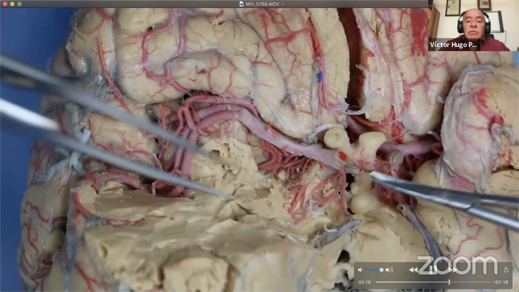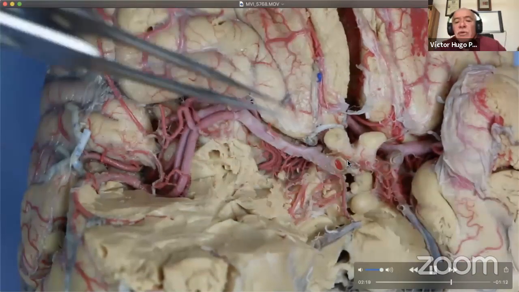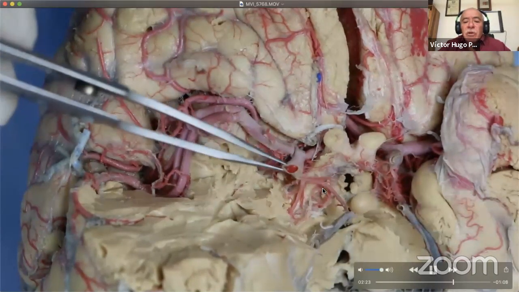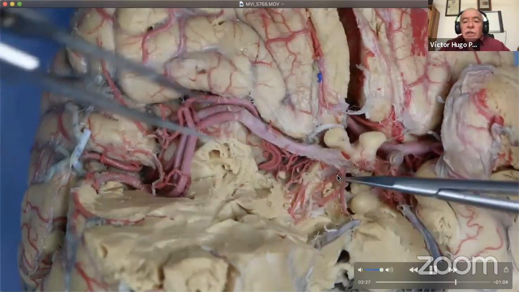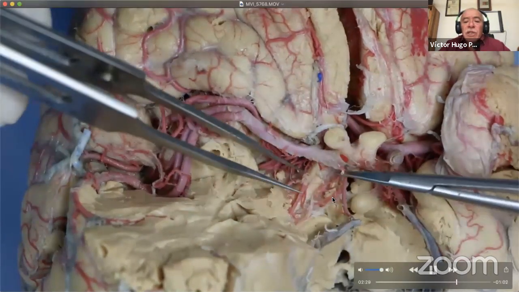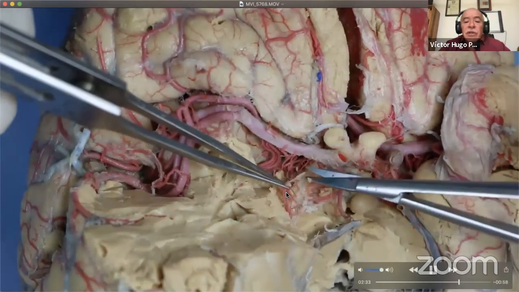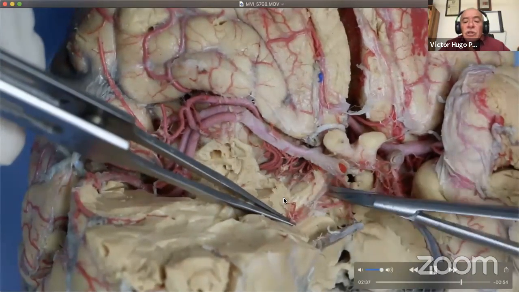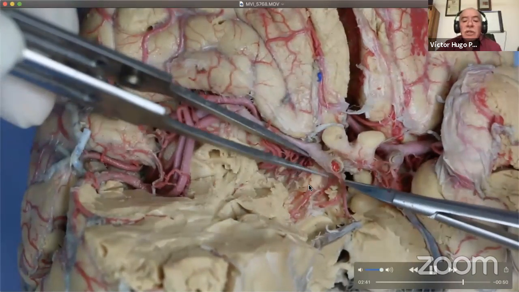So this is good because we can see the optic nerves, optic chiasm, supraclinoid carotid artery. This is the posterior communicating artery and some branches. This one is the anterior choroidal artery. It was good in order to see the optic tract.